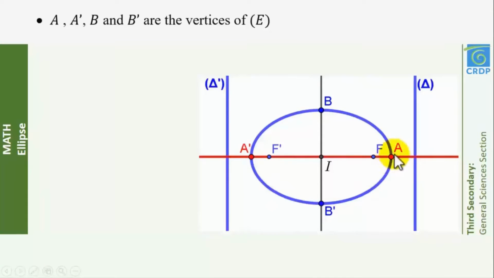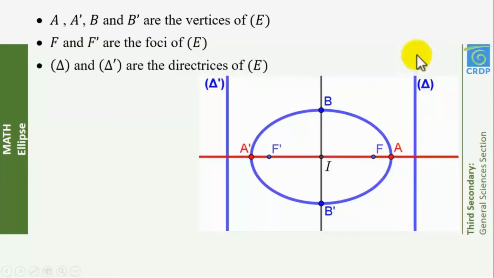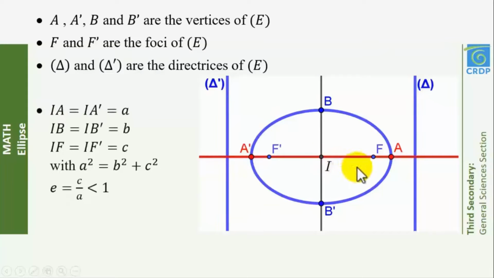A, A prime, B and B prime are the vertices of E. F and F prime are the foci of E. Delta and delta prime are the directrices of E. IA equal IA prime equal small a. IB equal IB prime equal small b.